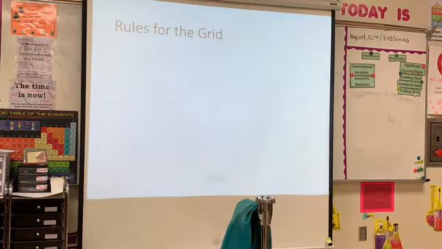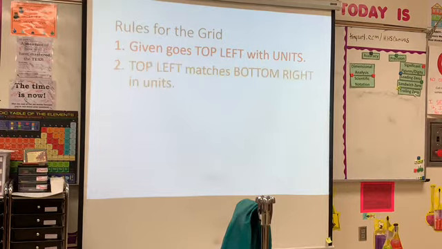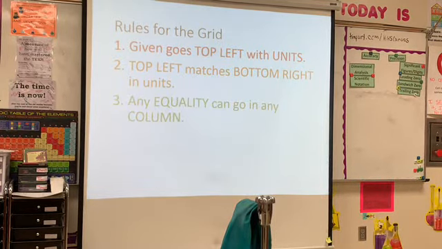So on page 25, and you can do these nice and big. This is just 5 rules. I had kids in class use markers to do them nice and big. The rules for the grid are as follows. Rule number 1, the given goes top left with units. Rule number 2, top left matches bottom right in units. Rule number 3, any equality can go in any column.